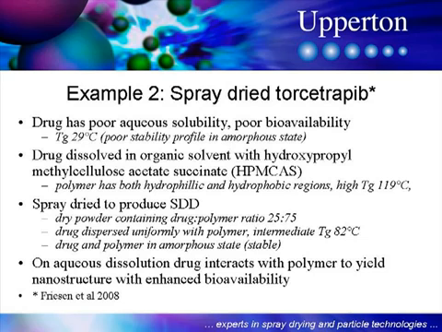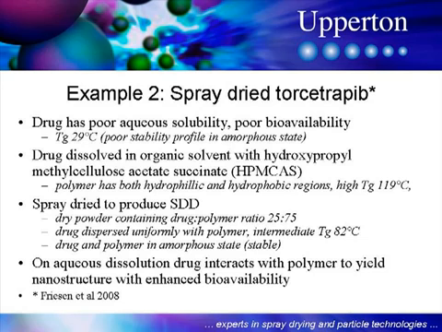When the drug is dissolved in an organic solvent, in this case methanol, the drug was dissolved with a polymer, in this case hydroxypropyl methyl cellulose acetate succinate, or HPMCAS. This is an interesting polymer that has both hydrophilic and hydrophobic regions along its length. It also has a high glass transition point at 119 degrees C.